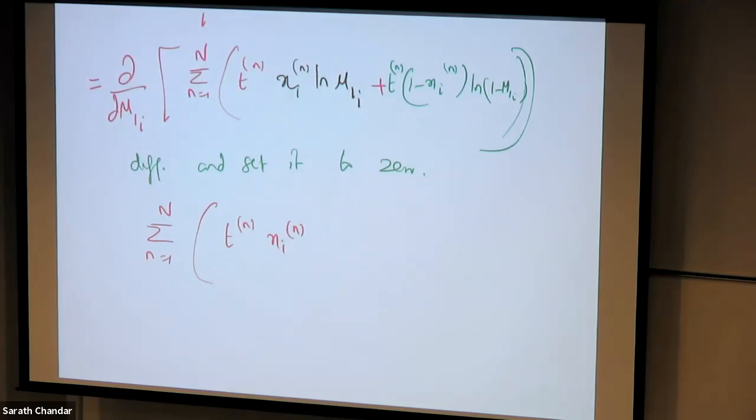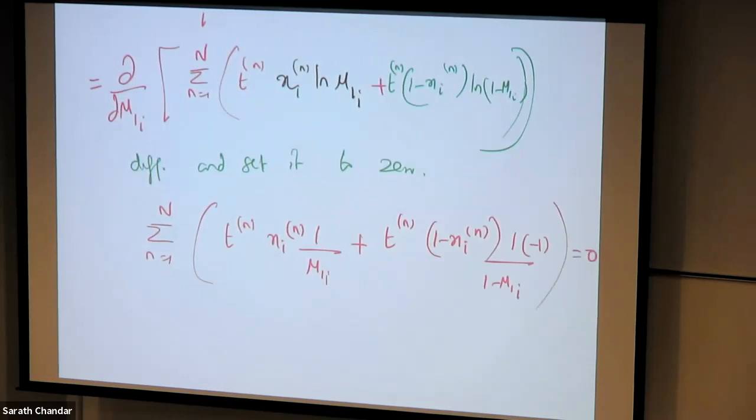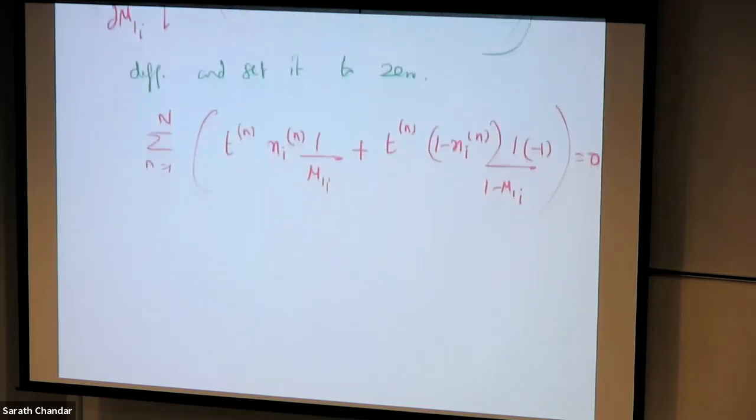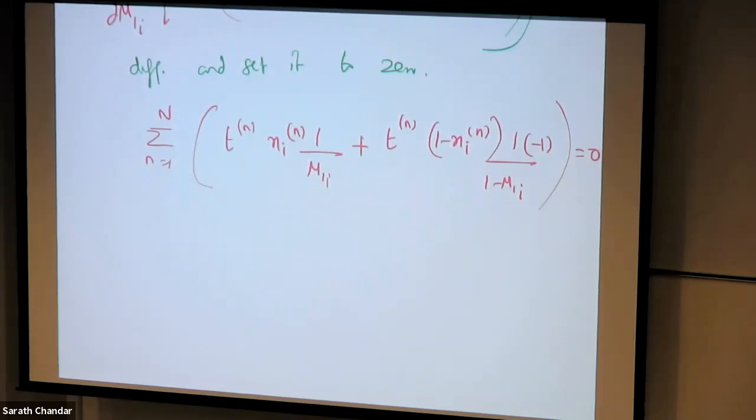You differentiate ln μ, you get 1 over μ_1i, right? Plus t_n, (1 minus x_i^(n)). You differentiate the ln(1 minus μ), you get again 1 by (1 minus μ_1i), and there is also a minus 1. The whole thing is equal to 0, right?